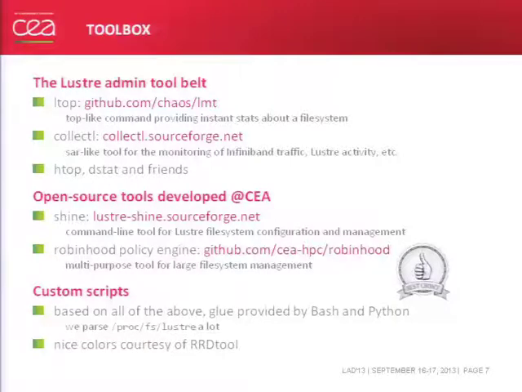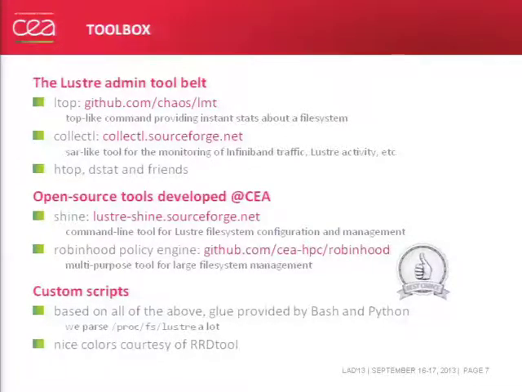The second one is Robinhood. So you may be aware of it already. It's a policy engine for file systems in general, but it's really adapted to Lustre. It has specific features for Lustre, so I will talk a bit later about Robinhood in more detail. And it's really useful for large file system management. And on top of that, we developed custom scripts to consolidate all the data we gather from all these tools. And we do some scripting, batch scripting, and Python scripting around that.